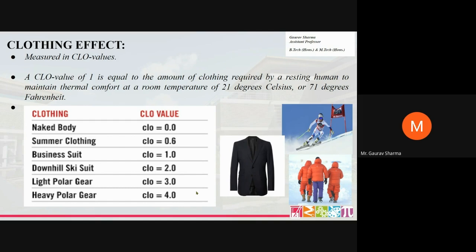As the clo value changes, see what is written here. A clo value of 1 means you get the comfort condition at 21 degrees Celsius. But as the clo value increases, you will not feel comfortable at 21 degrees Celsius. You need to remove clothing to make the condition comfortable. From the definition perspective, this temperature remains constant: 21 degrees Celsius is taken as the standard temperature for measuring the comfort condition. That is the effect of clothing.